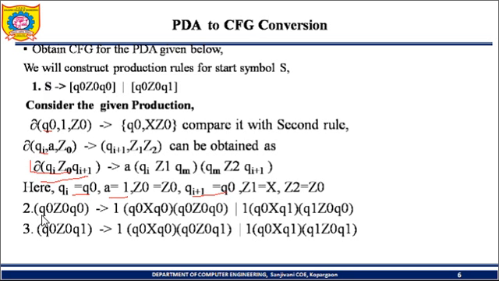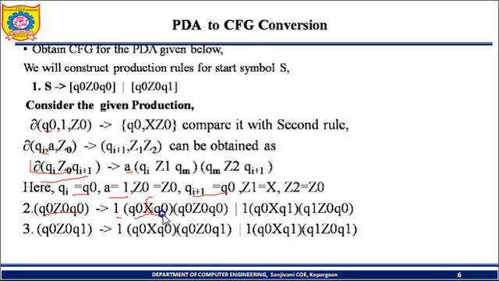Now the second one. Here it will be Qi, which is Q0. After that, Z0, which is Z0 here, and after that Qi+1, which is also Q0. So Q0 Z0 Q0 tends to, here small a is nothing but 1, so Q0 X Q0, where X is Z1.